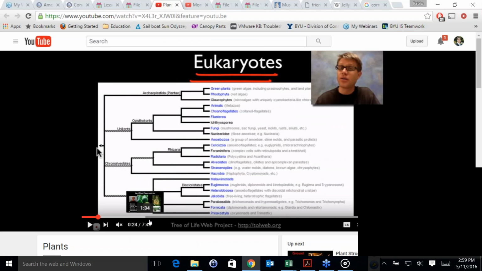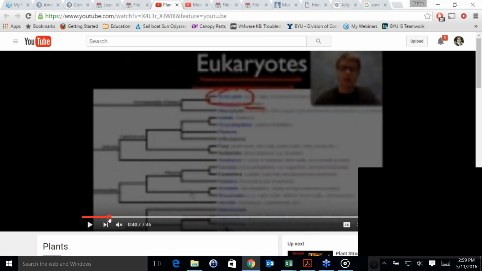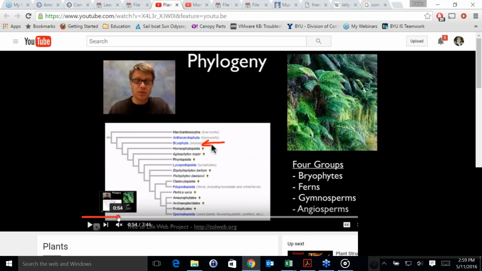Okay, let's go over here. These characteristics still apply to all of them. So very, very interesting. And here we have the family tree of plants. If we go inside the green plants, we can still see many different families that have different characteristics, but they all go back to being plants.